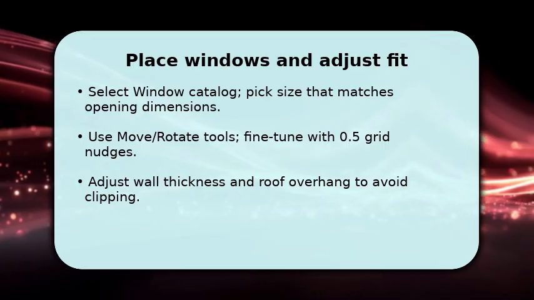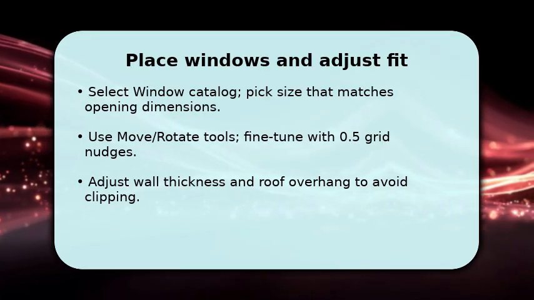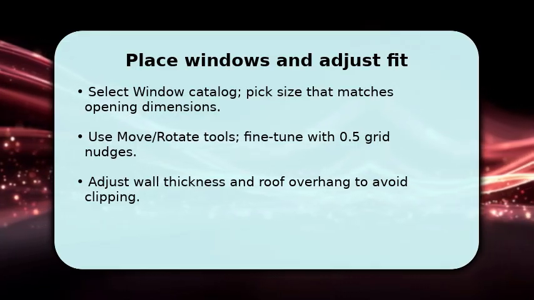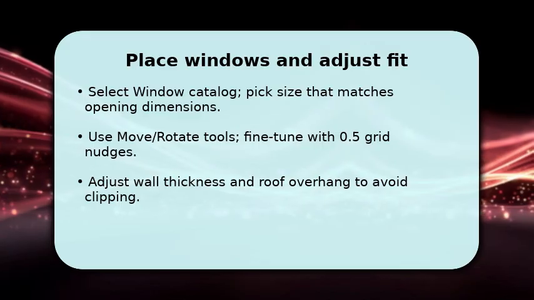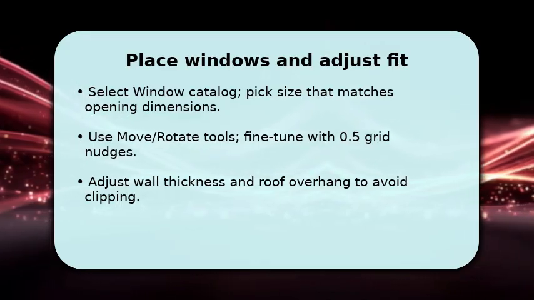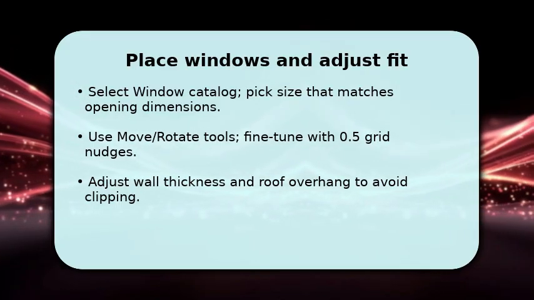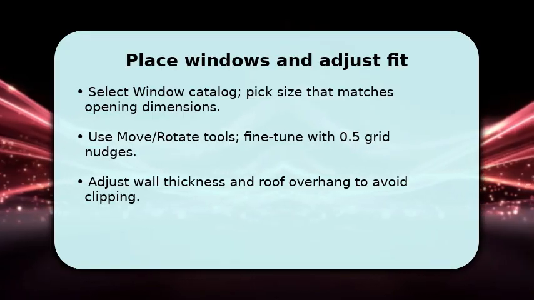Once positioned, tweak wall thickness and roof overhang so the frame doesn't clip into the roof. If the window sits too high or low, lower the wall base or raise the window until the sill looks natural. Finish by styling and securing the install.